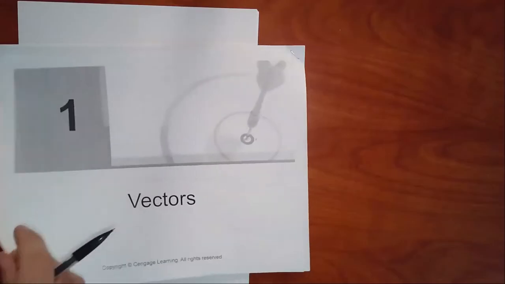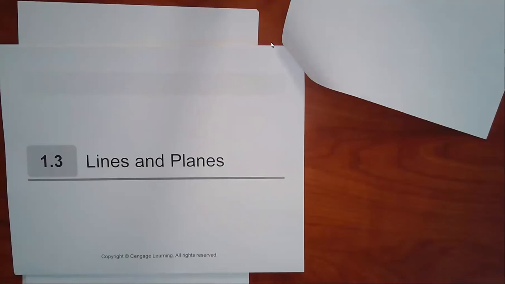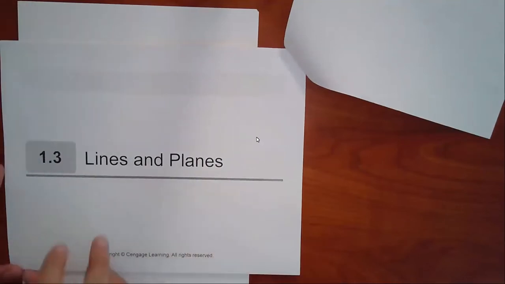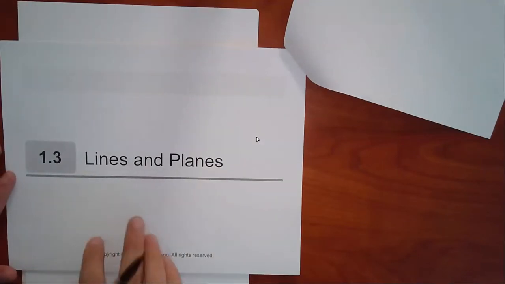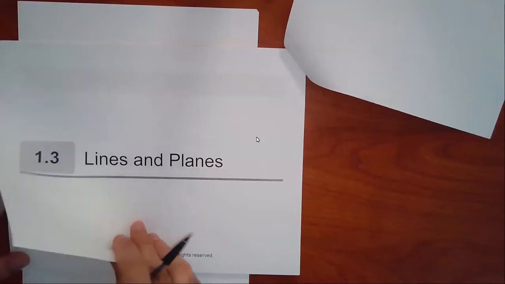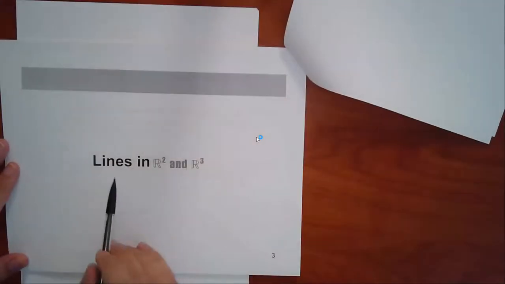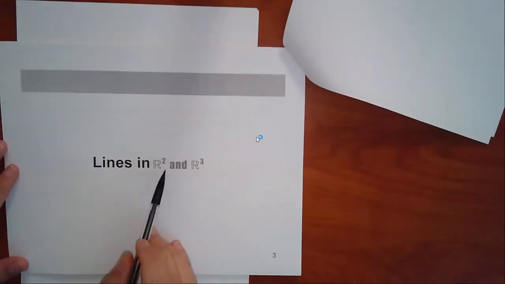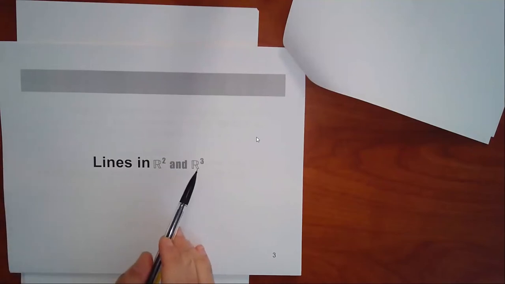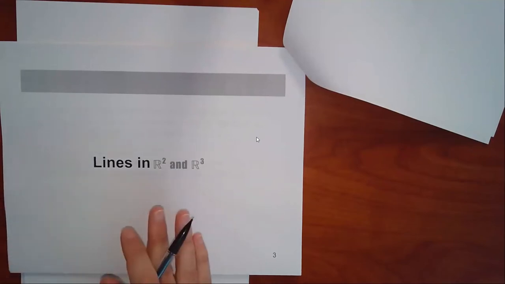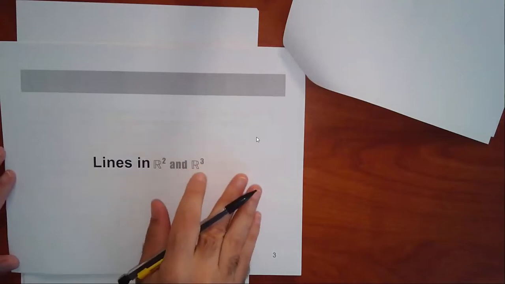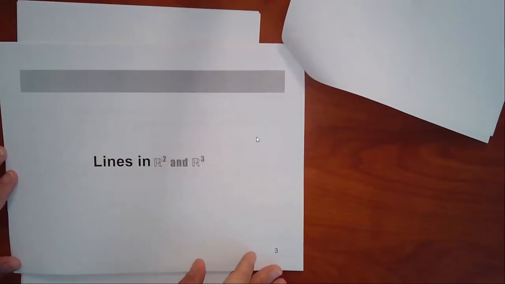The first thing we're going to learn today is how to graph, or how to find, the vectors and lines on the planes. Now we're going to write down the equations. We're going to start with lines in R2, and then we're going to do it in R3. The only difference is going to be 3 dimensions here and 2 dimensions here.